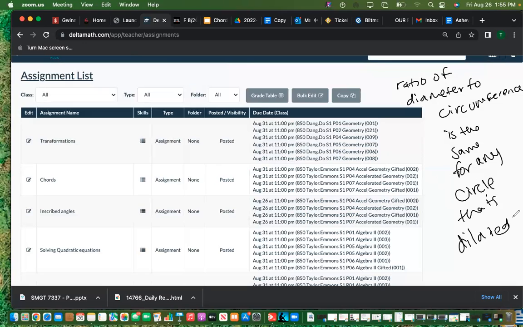What is that called? Close. It's an actual number that you know. Pi. Yes. So the ratio of the diameter to the circumference is the same for any circle that is dilated because of pi. Does that make sense? I need you to know that statement. We've talked about it, but a lot of people struggle with it because we forget words and we do numbers instead of math. Okay, cool.